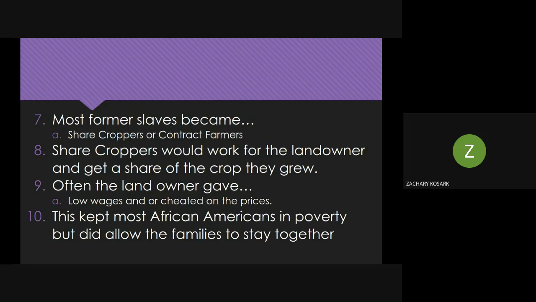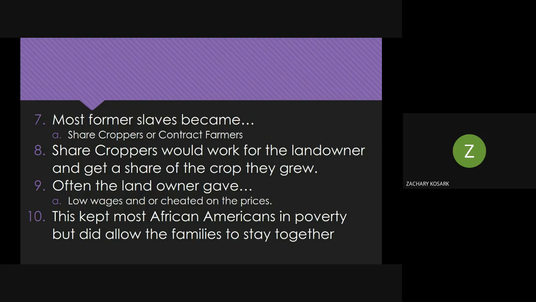Unfortunately, most of the time, these sharecroppers did not get very high wages. They were often cheated on the price because people that are buying this stuff, or the landowners themselves, are racist and they still believe that slavery should exist. And what this does is it keeps most African Americans in poverty. And the only real positive here is that you cannot be then sold off into another plantation. You are in control of your own body and your own labor.